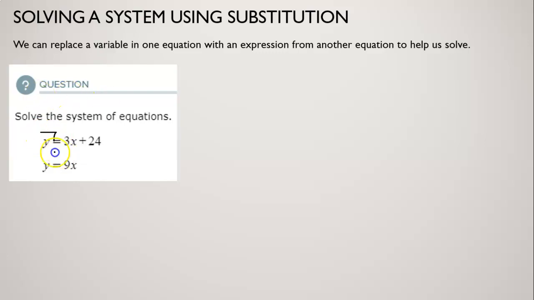All right, you should have noticed that you have one of your variables isolated. Y is the same thing as 3x plus 24. Y is also equal to 9x. Everything that's in the box is exactly the same.